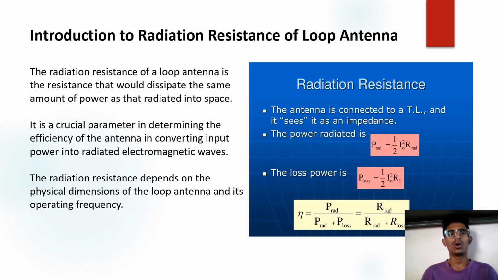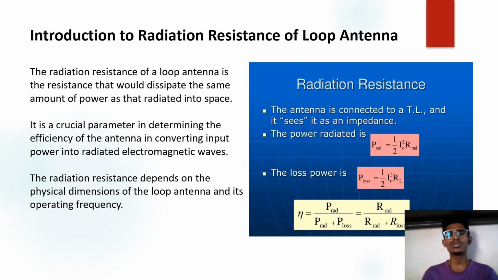Or we can say it is the value of electrical resistance that would dissipate the same amount of power as heat. That is nothing but radiation resistance. Coming to the introduction, the radiation resistance of a loop antenna is the resistance that would dissipate the same amount of power as is radiated into space.